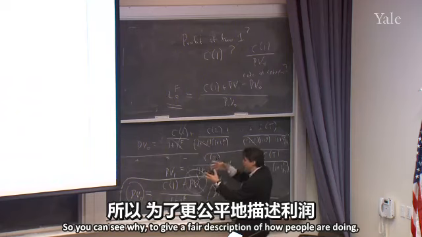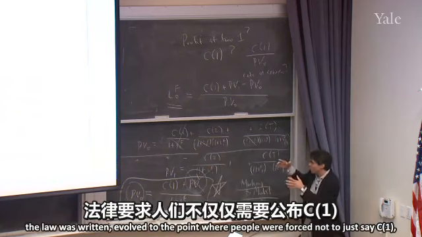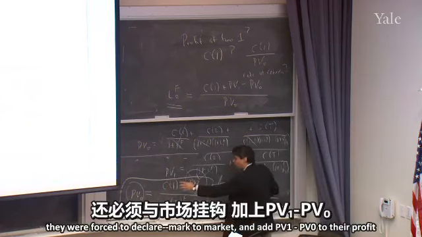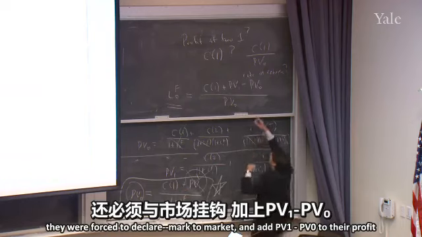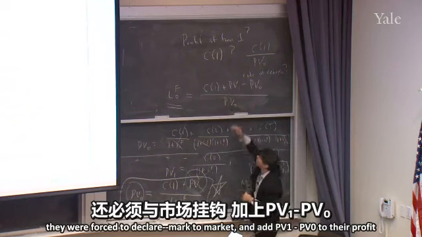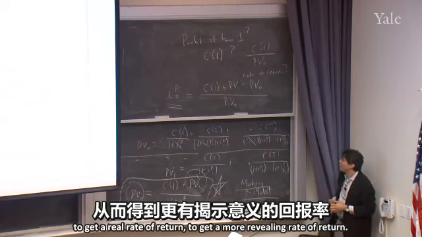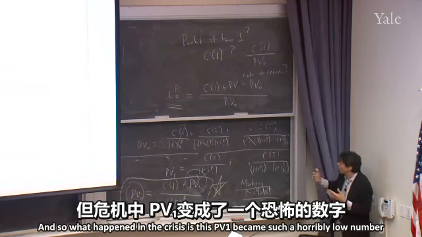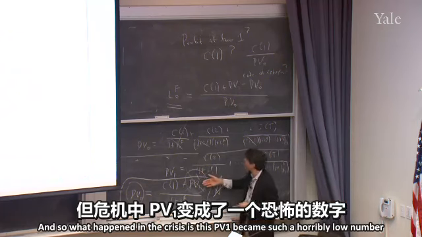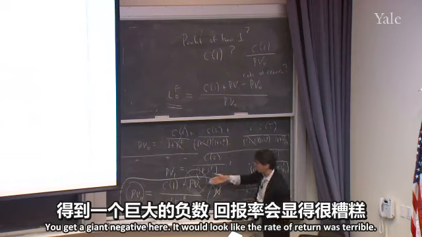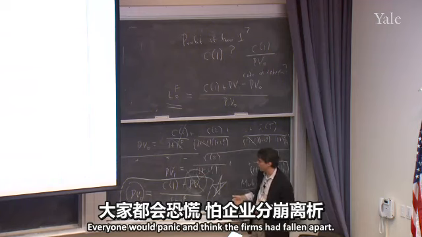You can see why, to give a fair description of how people are doing, the law evolved to the point where people were forced not to just say C1, they were forced to declare mark to market and add PV1 minus PV0 to their profit to get a more revealing rate of return. And what happened in the crisis is this PV1 became such a horribly low number that you get a giant negative here. It would look like the rate of return was terrible. Everyone would panic and think the firms had fallen apart.